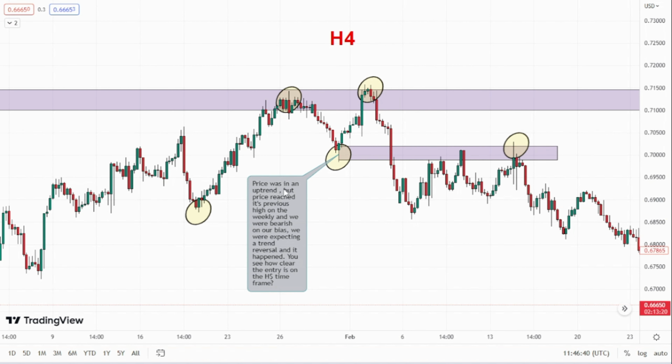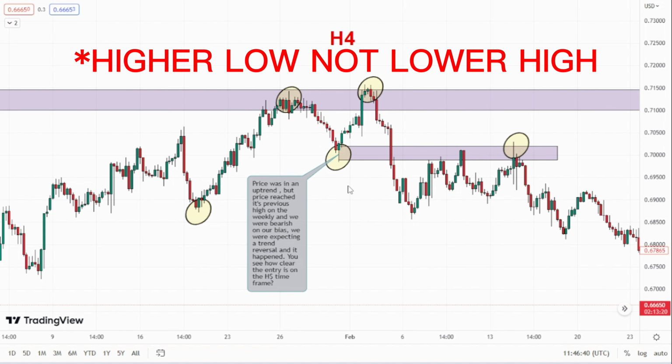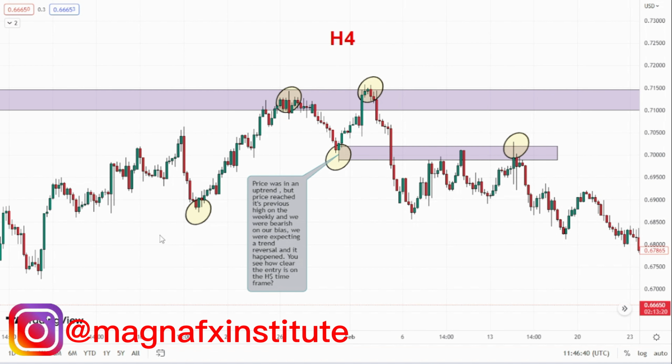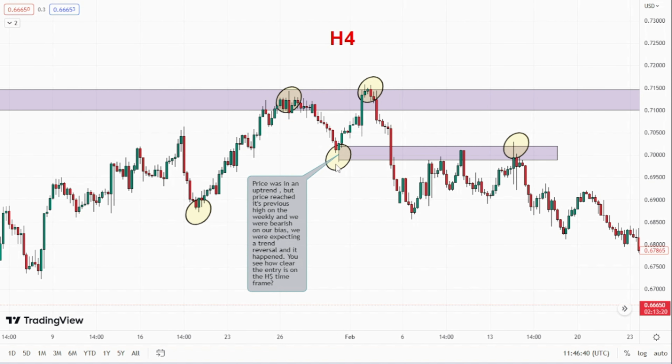Price was in an uptrend. In the previous slide I mentioned this as a higher high, but it's a lower high. In an uptrend, price makes higher highs, which are these, and higher lows, which are these. In a downtrend, lower highs and lower lows. So that's the difference between uptrend and downtrend, and we can see the shift in structure here. Proper shift in structure here, nothing complicated.